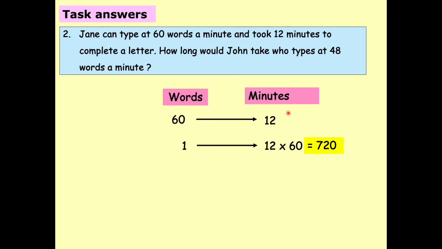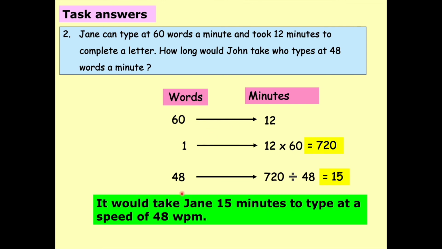But then John types a little bit slower, at 48 words per minute. How long would it take him? 720 divided by 48 is 15. And this should not say Jane, it should say John in our little sentence. Can I type? Maybe. I've not got my pen to hand. There we go. So it would take John 15 minutes to type at a speed of 48 words per minute. So again, well done if you've got that.